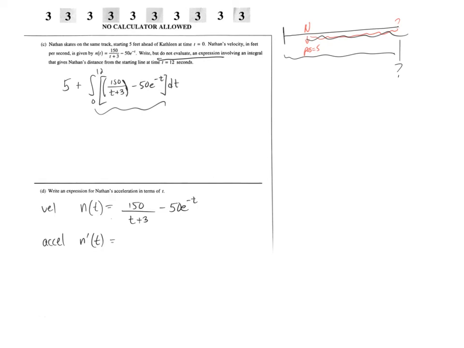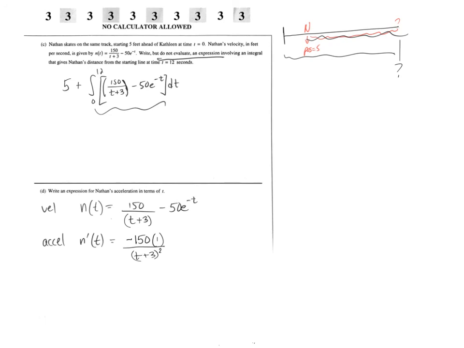So we're going to do the quotient rule on this first term here, and then we're going to do basically a chain rule here. Quotient rule: low d high, low is t plus 3, but d high is 0. The derivative of 150 is 0, so we can just leave that part off. Minus high, which is 150, d low. The derivative of the denominator is 1. Draw the line down below. We get t plus 3, the denominator squared.